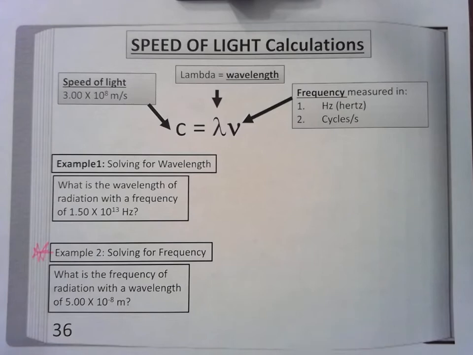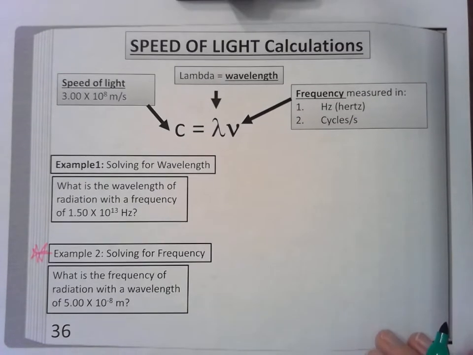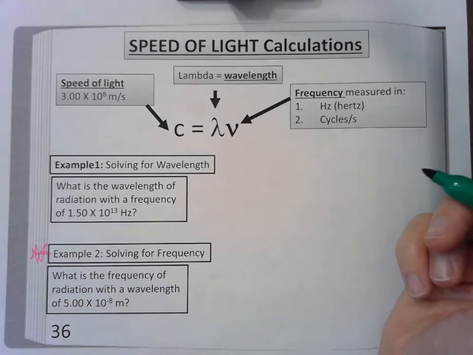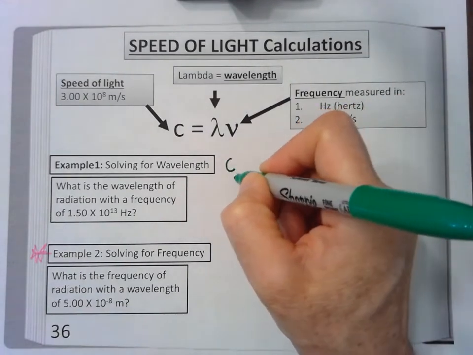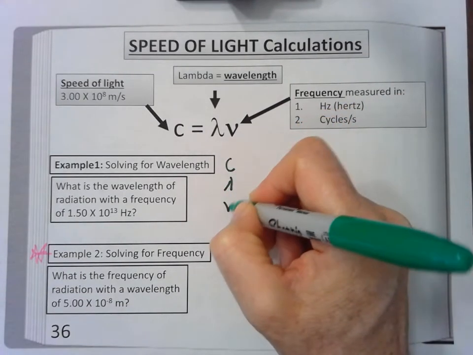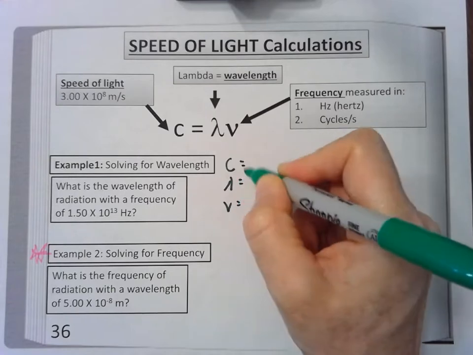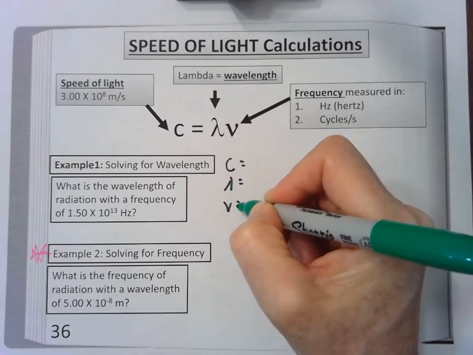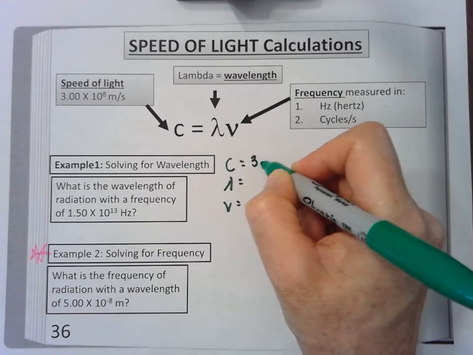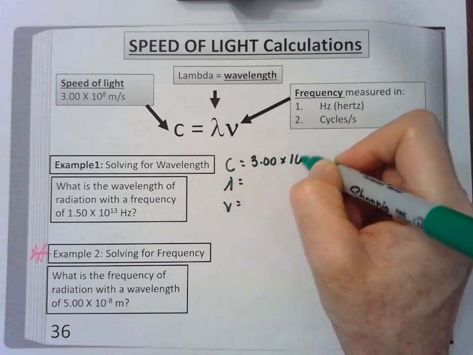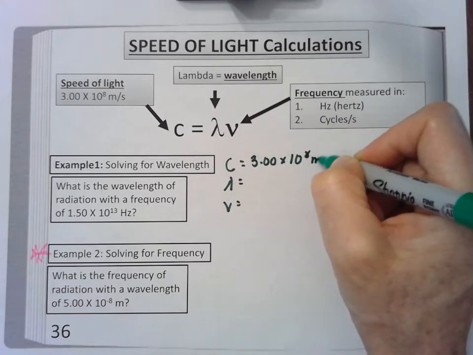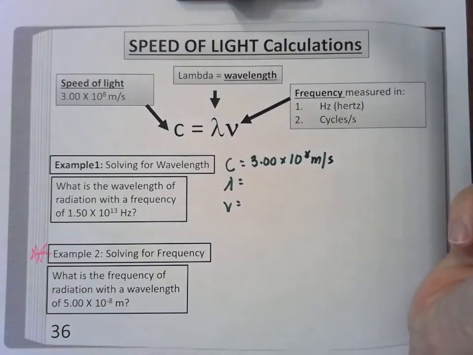Example 2 says solving for frequency, and it does say what is the frequency of radiation with a wavelength of 5.00 times 10 to the negative 8 meters. Just like before, I'm going to list the symbols or the variables for the problem. Speed of light, wavelength, frequency. We always have the value for the speed of light, 3.00 times 10 to the 8 meters per second.